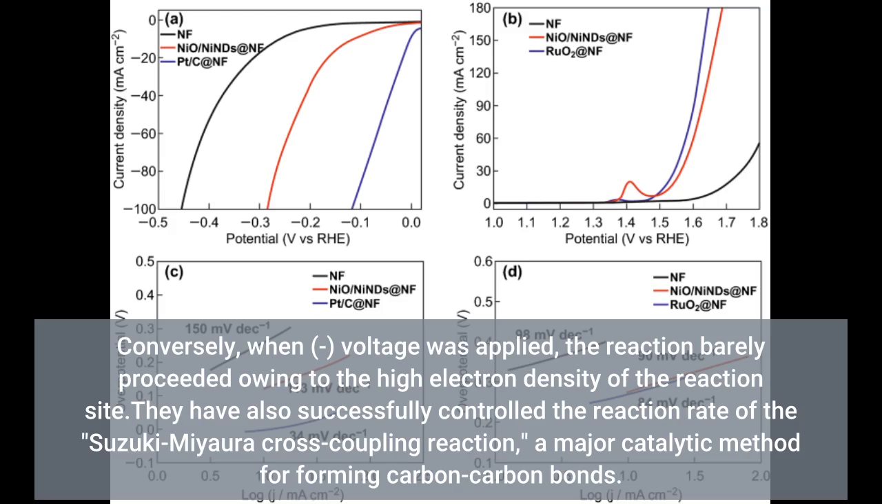They have also successfully controlled the reaction rate of the Suzuki-Miyaura cross-coupling reaction, a major catalytic method for forming carbon-carbon bonds.